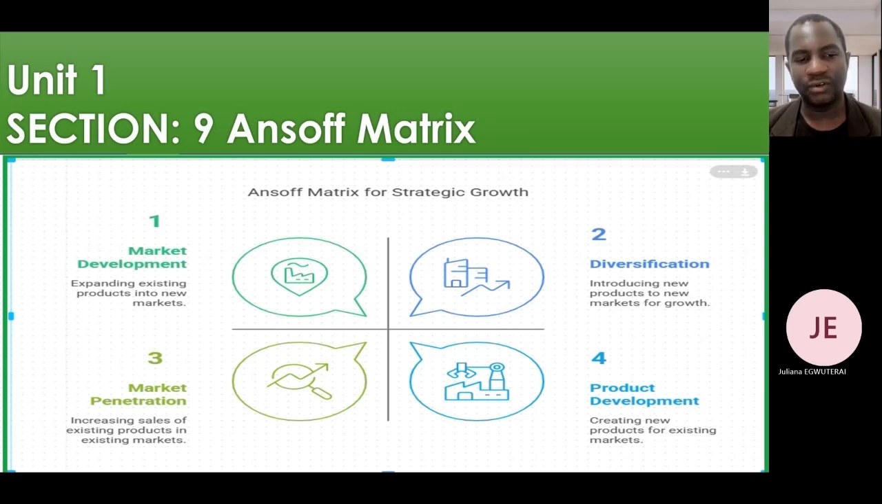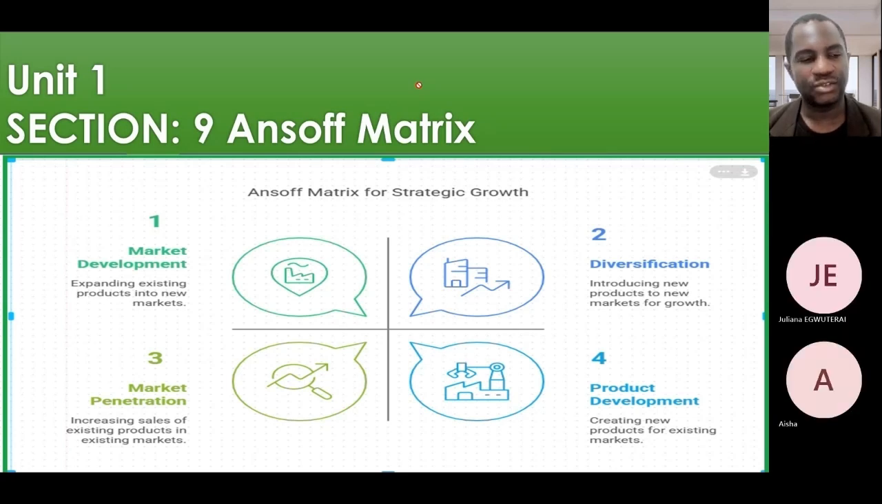And the third one speaks to market penetration. You are increasing sales of existing products in your existing market. You are entering the nooks and crannies to ensure that your product goes viral in that same market. So you do that by enhancing marketing, publicity, and advertising, ensuring that the product is going viral in that same market.